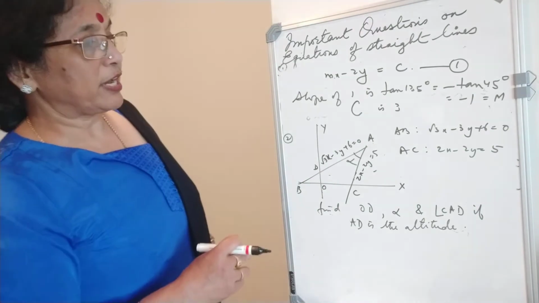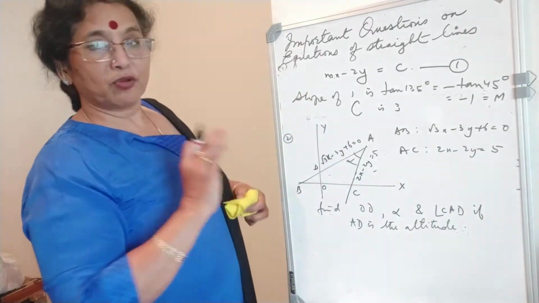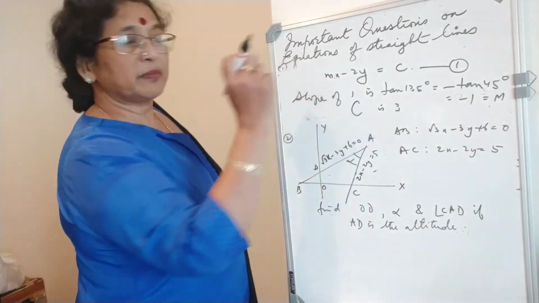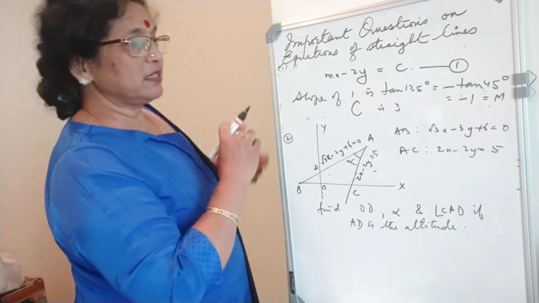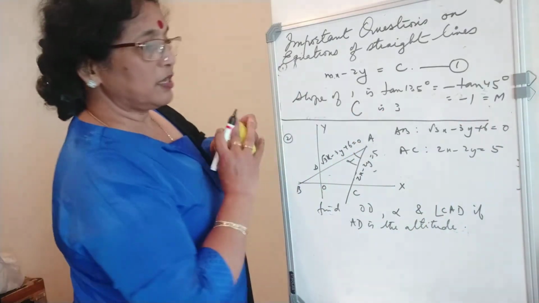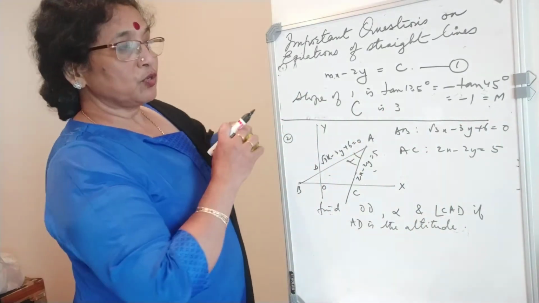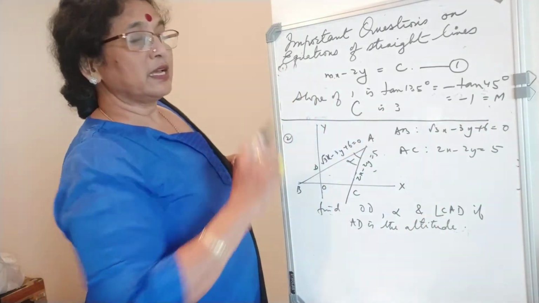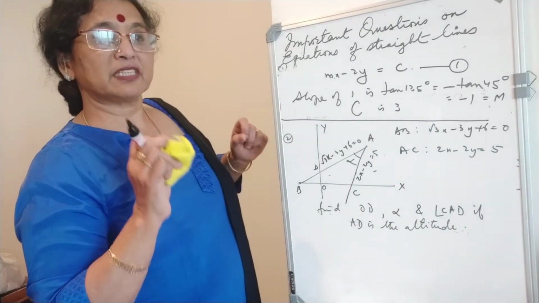So the one thing you can do is, since you know the slope and you know the y-intercept, make y the subject of the formula in the given equation. I am rubbing this because I don't want to rub this question. It's a very interesting question. So you know the slope of this line is minus 1 and the y-intercept is given as 3.